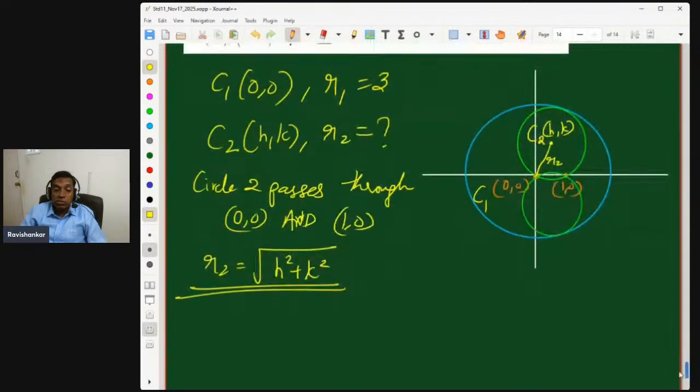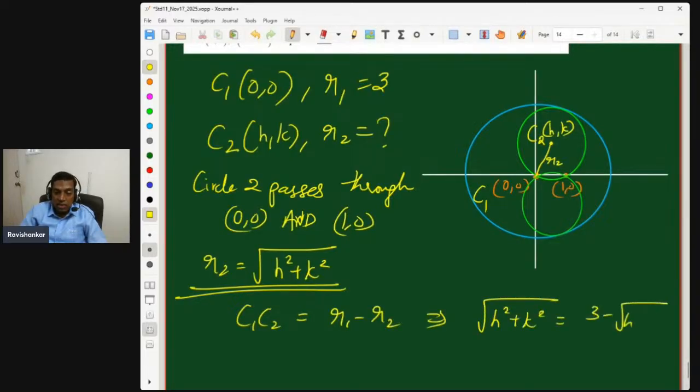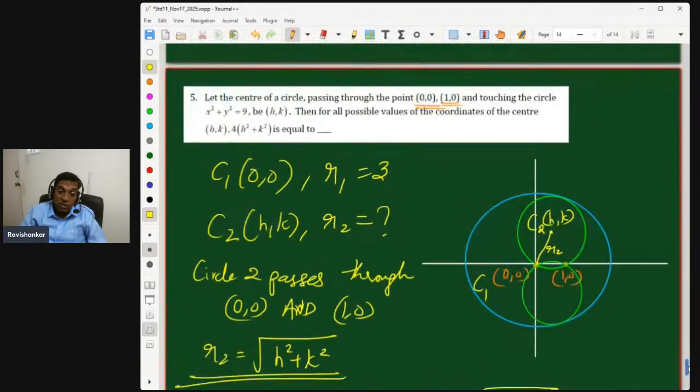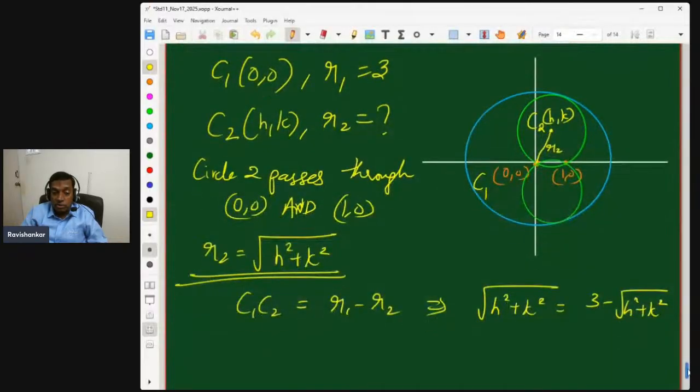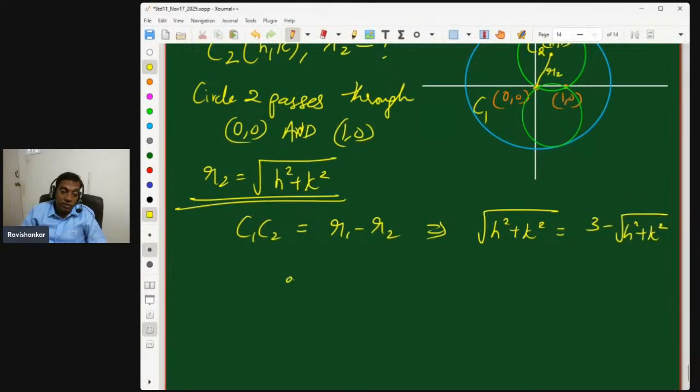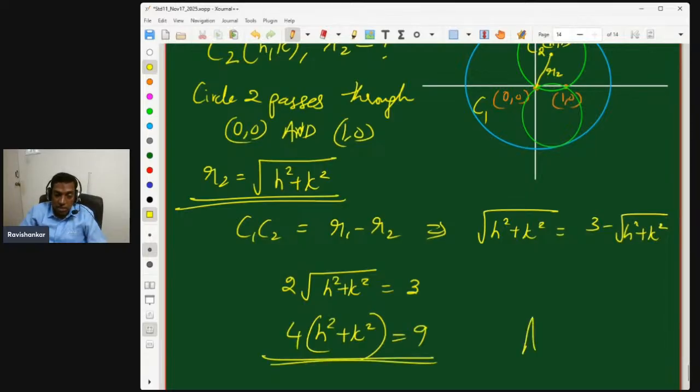But we also know C1, C2 is equal to, R2 is clearly smaller, R1 minus R2, which means root of H squared plus K squared is 3 minus root H squared plus K squared. Because C1 is the origin, C1, C2 is also root of H squared plus K squared. C1, C2 is the same as R2. So you get 2 root H squared plus K squared is equal to 3. So 4 into H squared plus K squared is 9. And that's what is asked. Directly, it's a two-step answer.